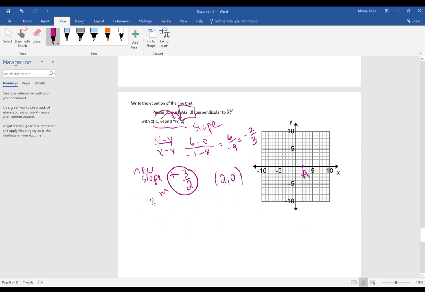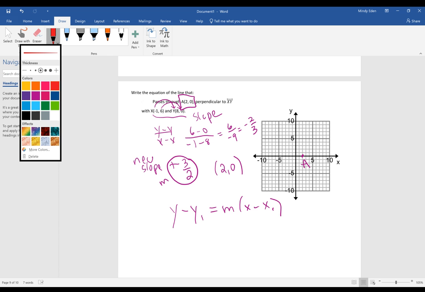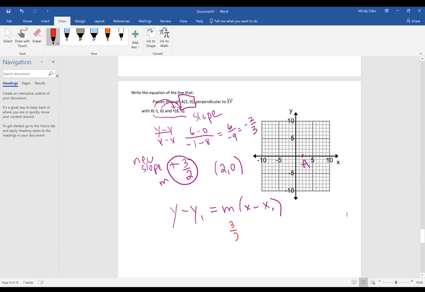We haven't written equations since I think Unit 3, so it's been a long time. So you have two choices, but I always use point slope form: y minus y1 equals m times x minus x1. So I'm going to plug in my slope, and this gives me an x and a y that I'm going to put in for my subscripts. So I get y minus my new y, and then x minus the x that I know.